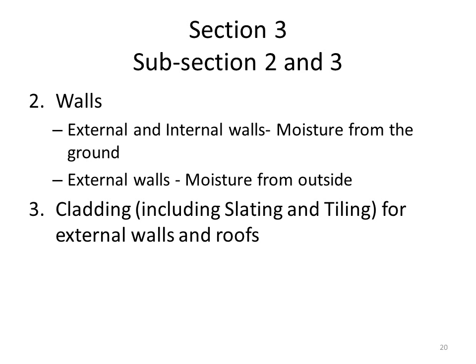Section 3, subsection 2 and 3. Subsection 2 covers walls, external and internal walls, moisture from the ground, external walls, moisture from outside. Also cladding, including slating and tiling for external walls and roofs.